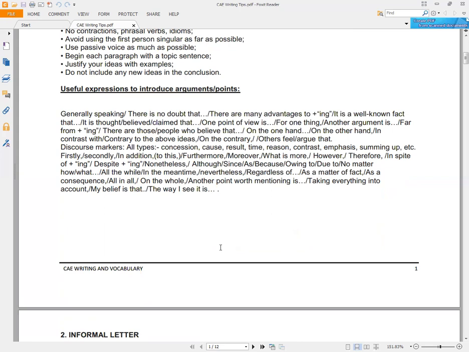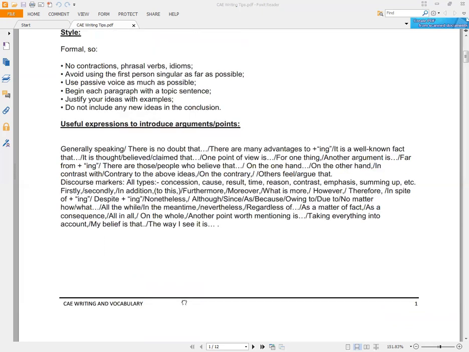To summarize your paragraph or your essay, you can use all in all, on the whole. Another point worth mentioning is taking everything into account or into consideration. My belief is that, to give your idea at the end of the essay, and the way I see it is, to explain what you want to say. So all that we've said: the layout of the formal essay, the style of writing in a formal essay, and useful expressions you can use to introduce arguments or points and so on.